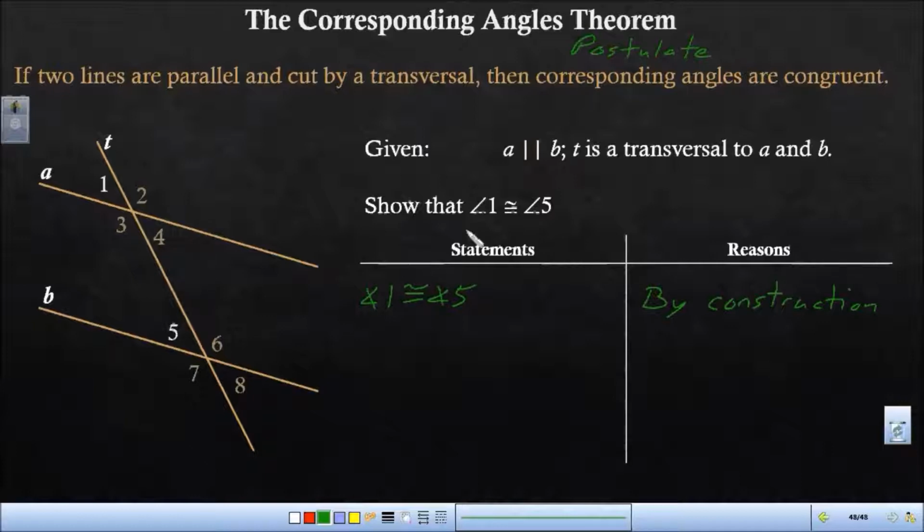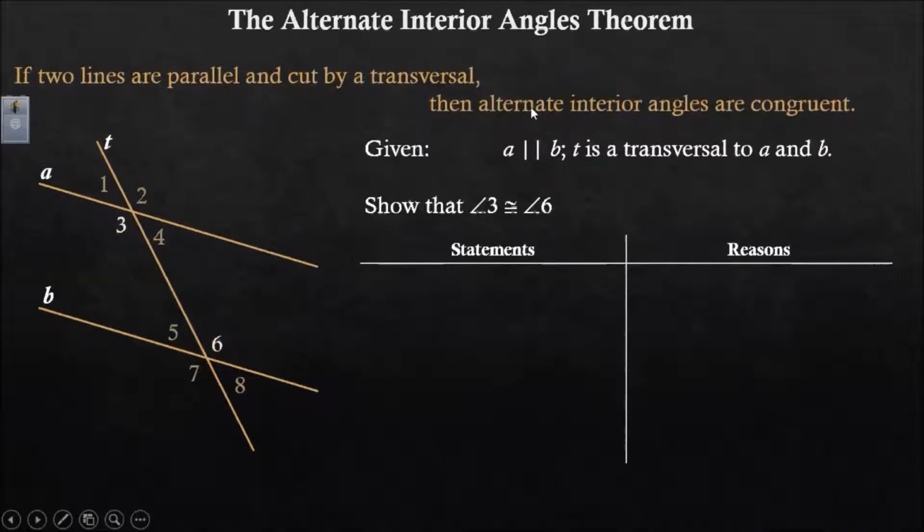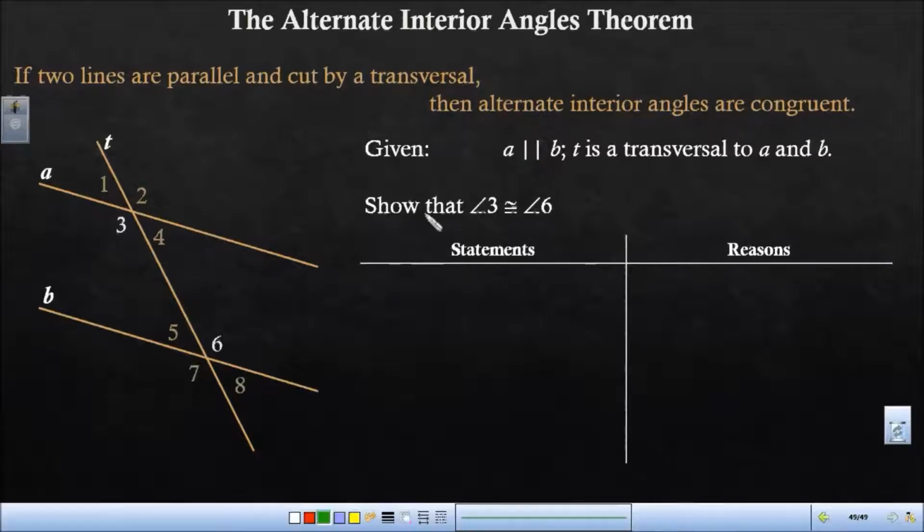So the idea here, when we do geometry, is that you want to assume as little as possible. So we don't build alternate interior angles by construction, because once we have corresponding angles, we're going to be able to build alternate interior angles by proof instead of by construction. And here's what we do. We grab an angle that corresponds to either 3 or 6.